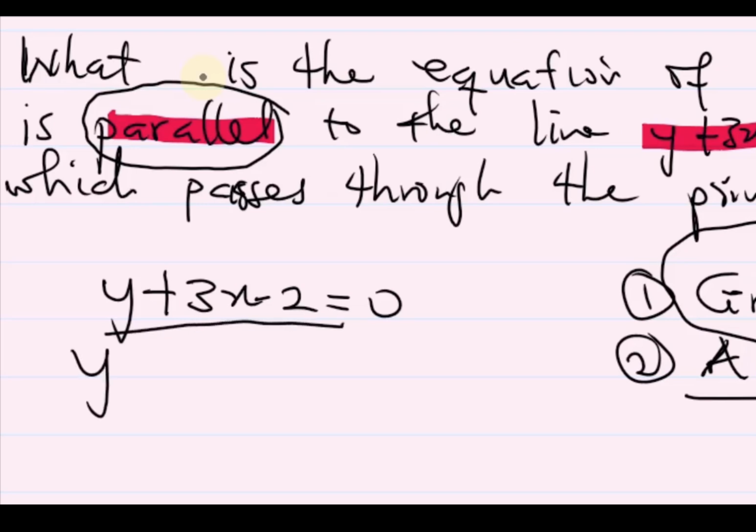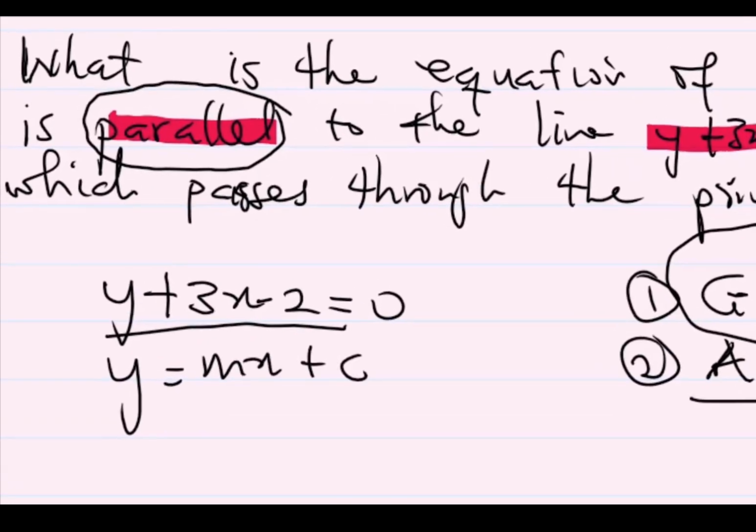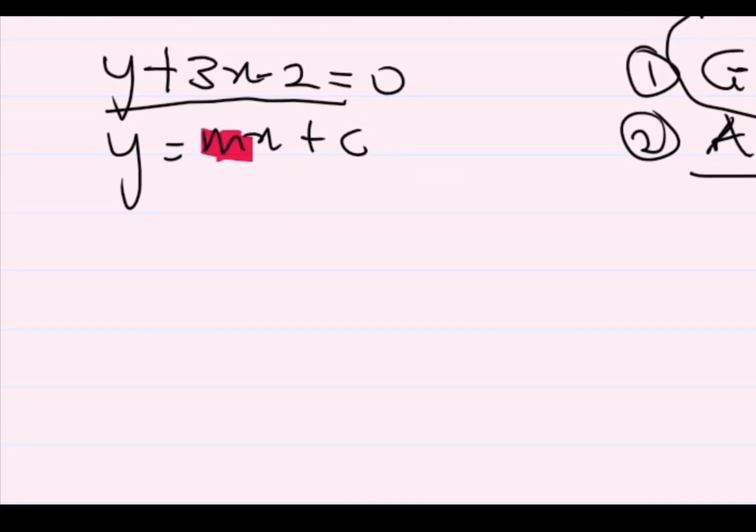So we have y. How do we find the gradient from this line? Whenever you are given an equation, you can arrange it in the slope-intercept form and find the gradient. Now this is the slope-intercept form: y is equal to mx plus c. Once you arrange this way, the coefficient of x, which is m, becomes the gradient of the line. So let's arrange our equation in the slope-intercept form.